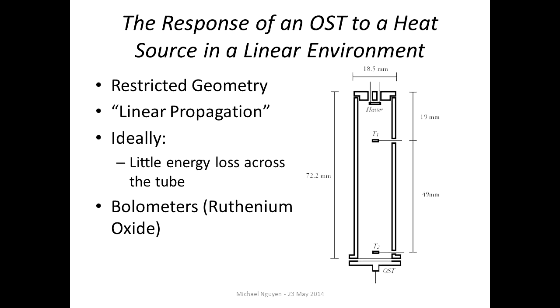This is because instead of a spherical wave where the intensity starts to thin off as the distance increases, the thickness of the heated helium should ideally stay constant, assuming G10 is a perfect insulator. And to measure the energy throughout the tube, we place bolometers, as you can see here, T1 and T2 throughout the tube.